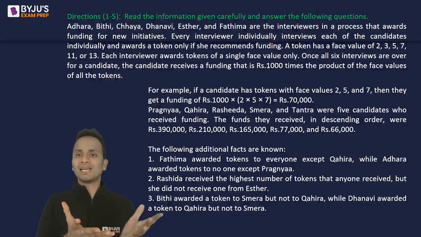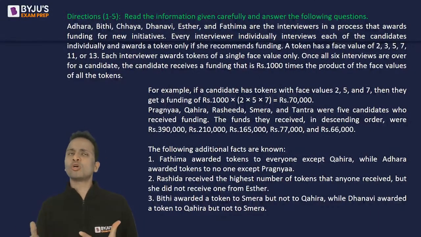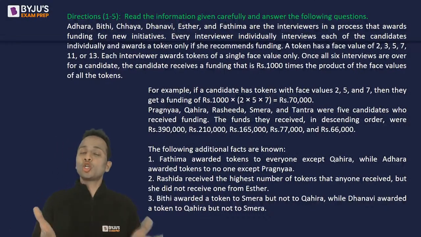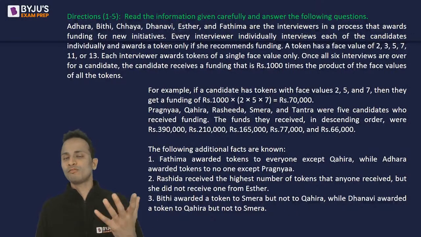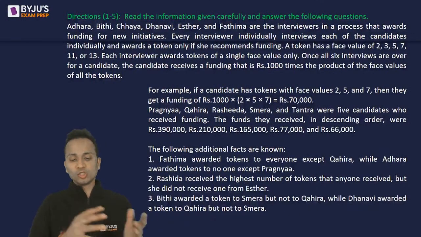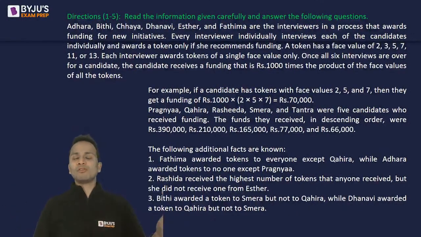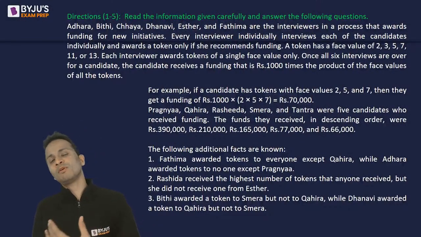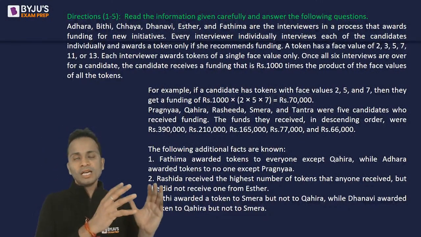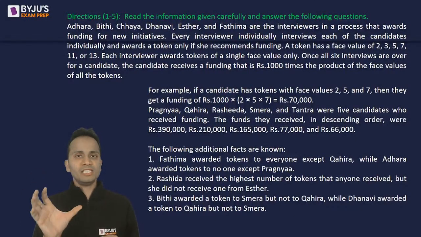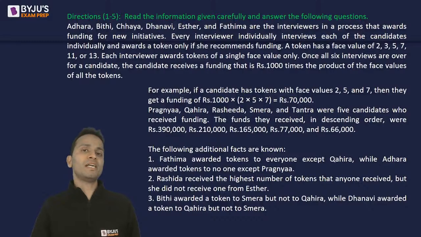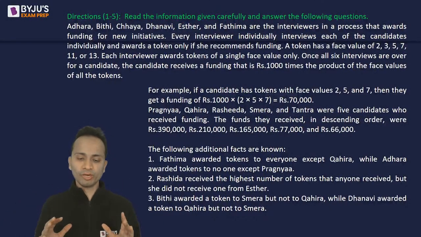Let's say Adra, who is giving a token of face value 3, decides not to give me a token. Similarly, Chaya, who is giving a face value of 2, decides to give me a token. So it may be possible that some of them will give me a token, some of them will not. After my interview, whatever tokens I have, I will multiply these tokens and then multiply it by 1000, and that will be the amount of funding that I'm going to receive.